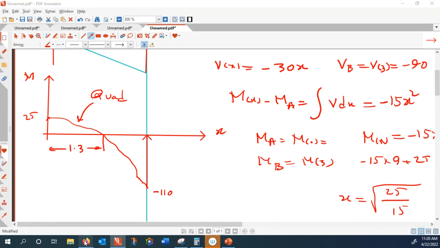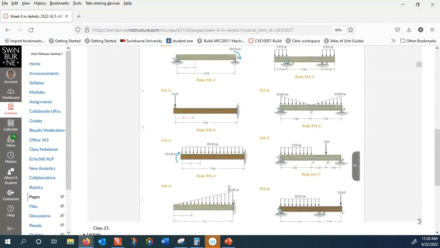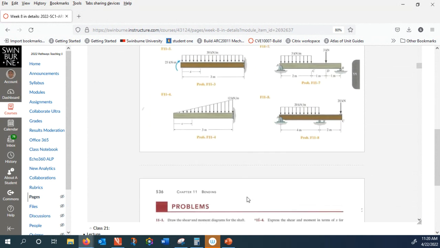Okay, now as Fergus suggested, we go with something with shear changing. Okay, how is 11-4? Is this too simple or? Yep.